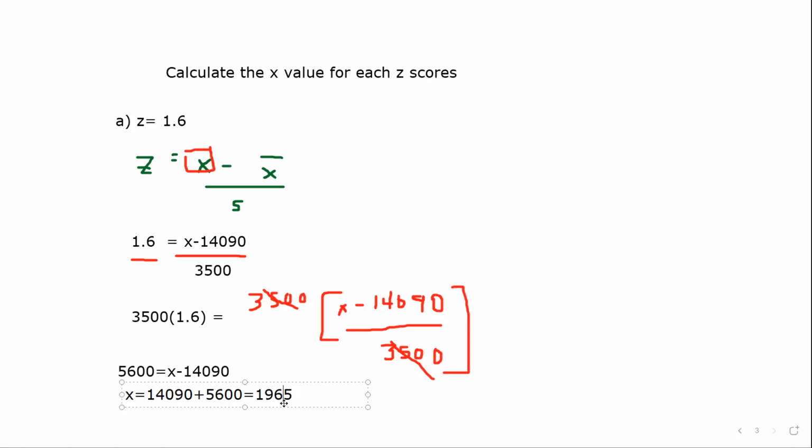If I can get my mouse to cooperate here. So this matches that first answer. Okay.